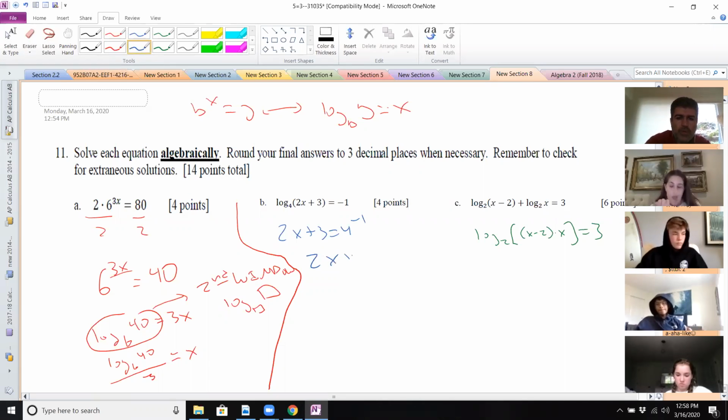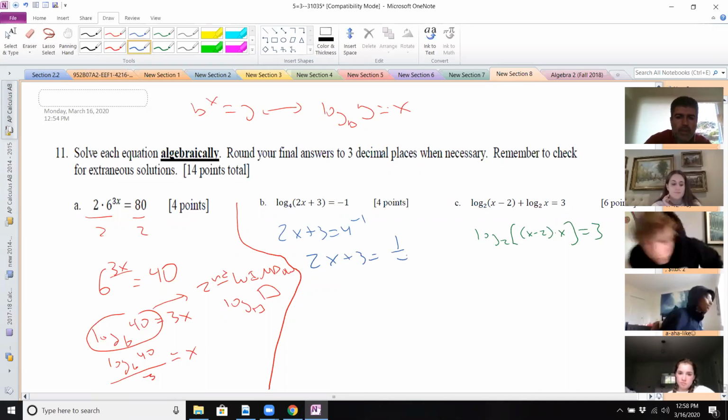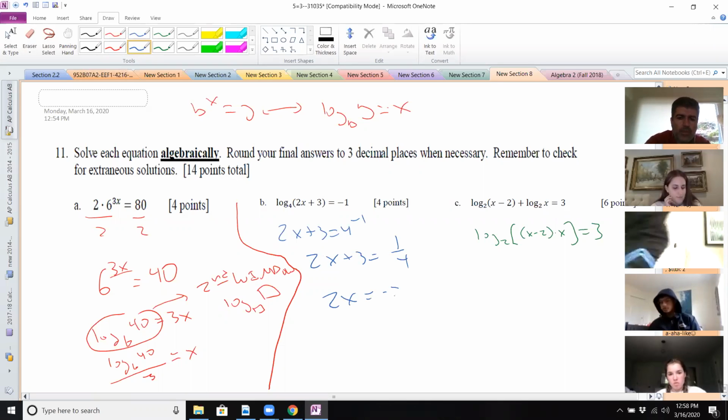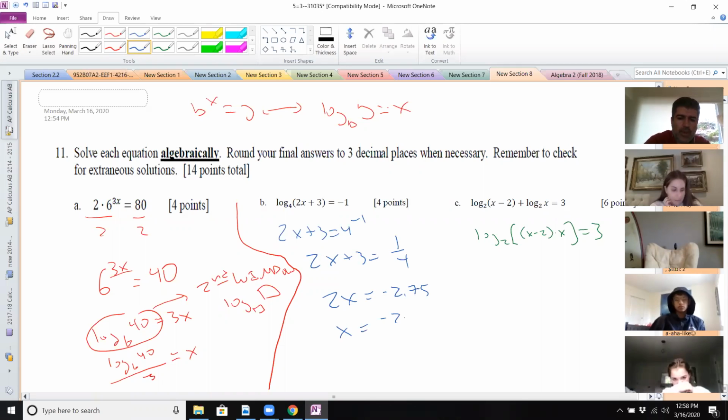2x plus 3 equals 1/4. 2x equals negative 2.75. And of course, it's negative 2.75 divided by 2, which I think is negative 1.375.